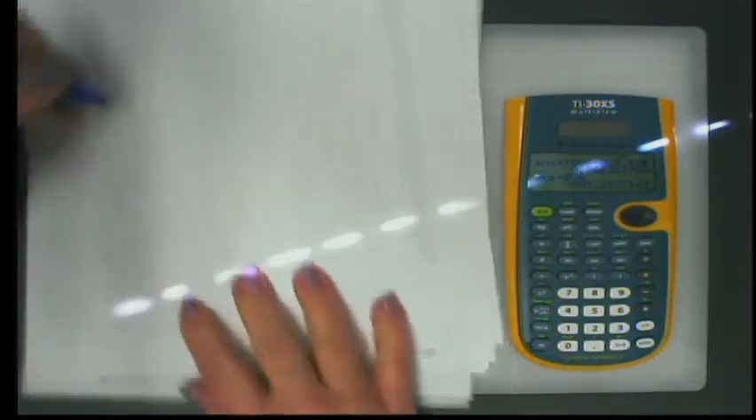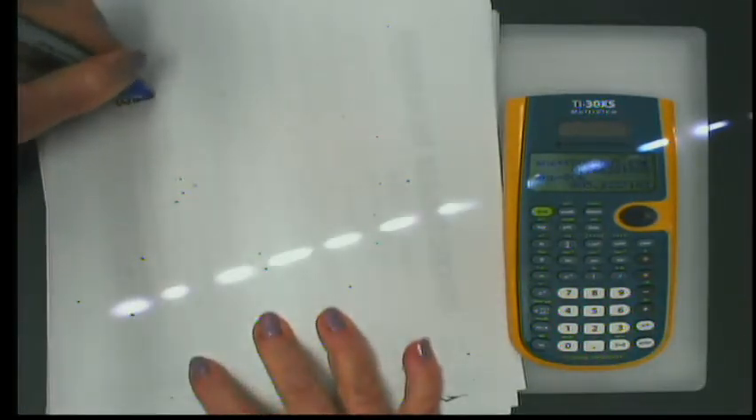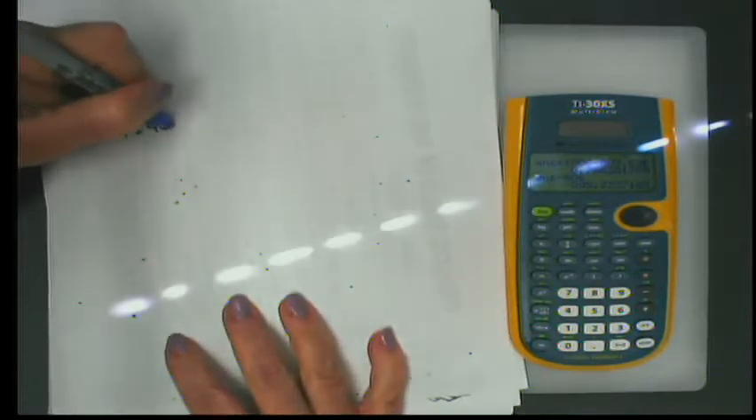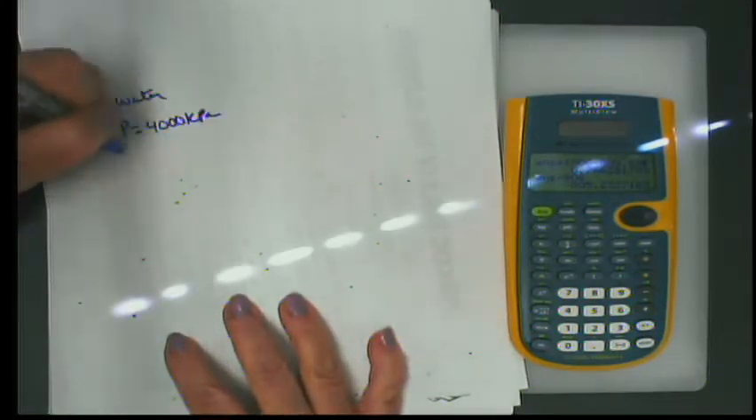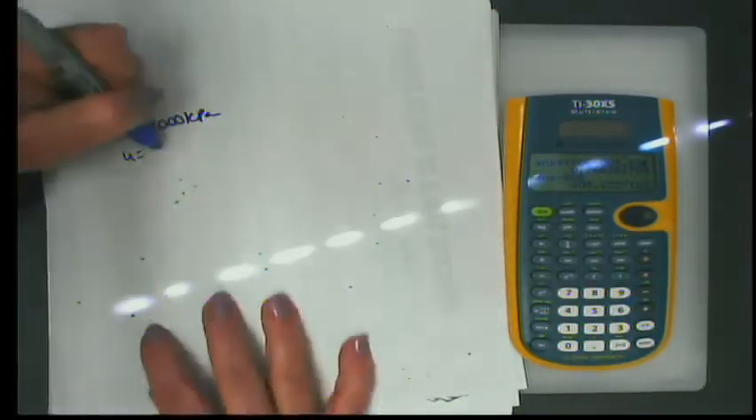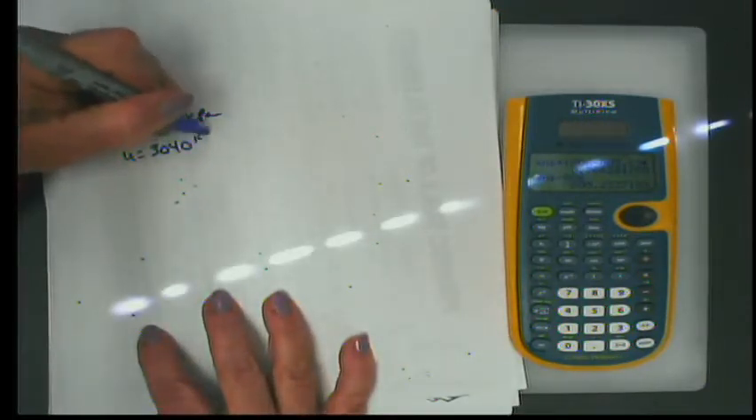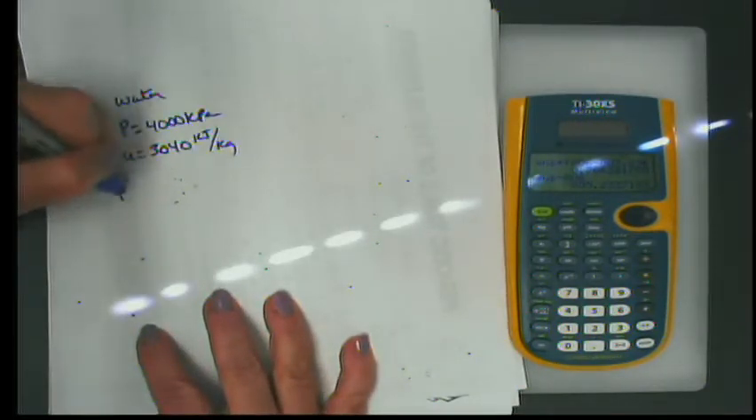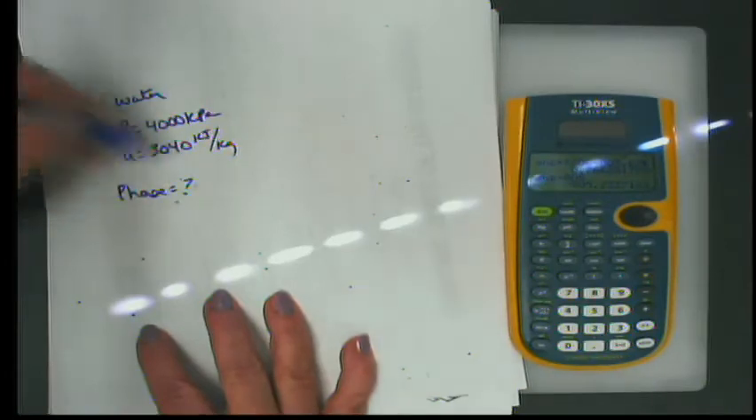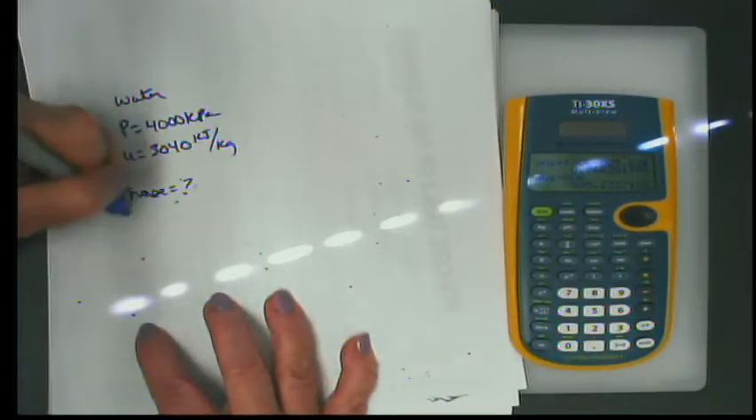So on the last one, on number 20, we have water once again. We have a pressure of 4,000 kPa and a U value of 3040 kilojoules per kilogram, and we want to find the phase description, and we want to find the temperature.